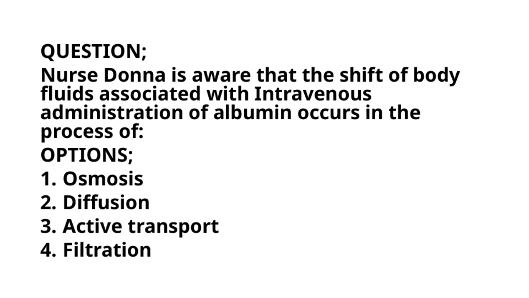Osmosis is the movement of water across a semi-permeable membrane from an area of lower solute concentration to higher solute concentration. This is a common mechanism in many fluid balance processes, especially in the body. Diffusion, on the other hand, involves particles moving from an area of higher concentration to lower concentration until evenly distributed. Active transport requires energy to move molecules against their concentration gradient, which is more specific to certain substances and processes. Filtration involves the movement of fluid and solutes across membranes, usually driven by pressure differences.